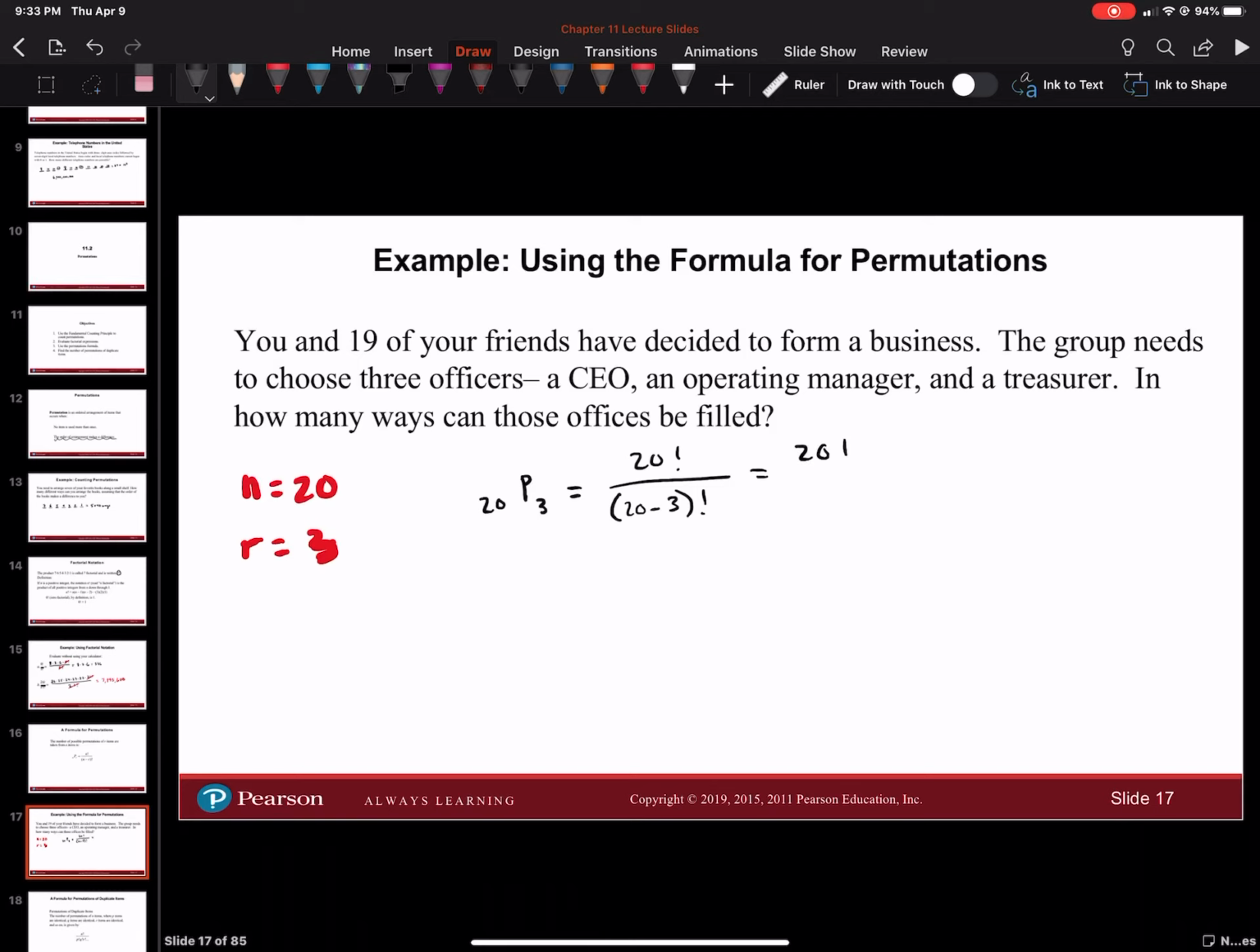This would be 20 factorial all over 17 factorial, which is equal to 20 times 19 times 18 times 17 factorial. Then we got 17 factorial on the bottom. Now we can cancel out those 2. Now we're just basically doing 20 times 19 times 18. And when we multiply those together, we get 6,840 different ways.